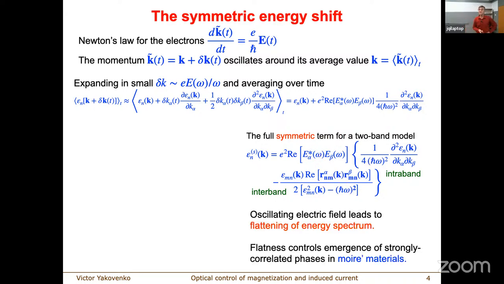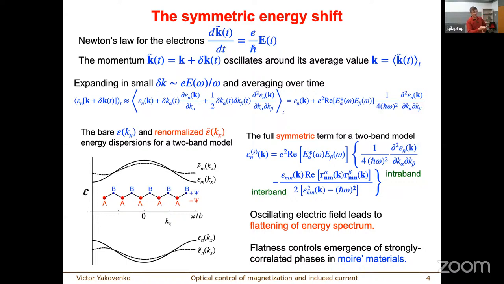Now there is an interesting consequence of this. Because of this oscillation of electron momentum, it produces a flattening of the electron spectrum. Why is this so? Because now, instead of having a well-defined momentum, the electron averages its energy with neighboring momenta. So the average energy gets partially averaged, and the spectrum becomes flatter. This is illustrated here, using a simple model which I'll discuss later in the third part as well: a one-dimensional zigzag chain with AB sublattices. This is the original dispersion, and the dashed line is the normalized dispersion which takes into account the symmetric term. You see it getting flatter in the presence of the oscillating electric field.